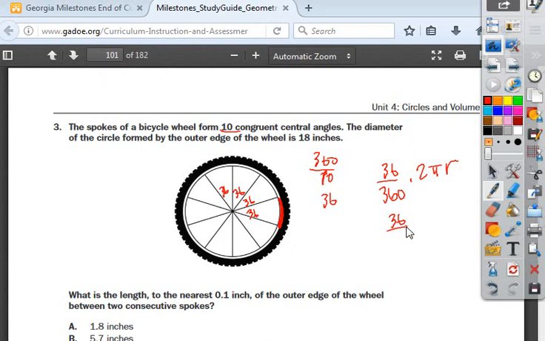Wrong. Why do I have to do 2 pi 9? Because you need the radius. I don't need the diameter, I need the radius.